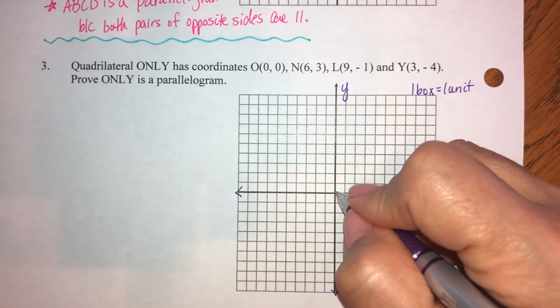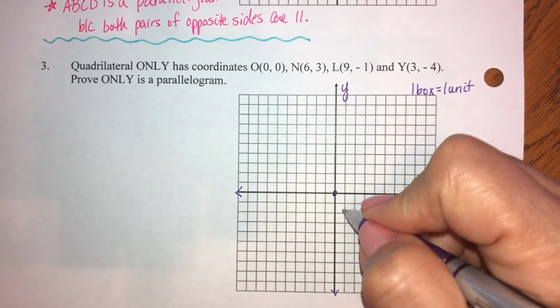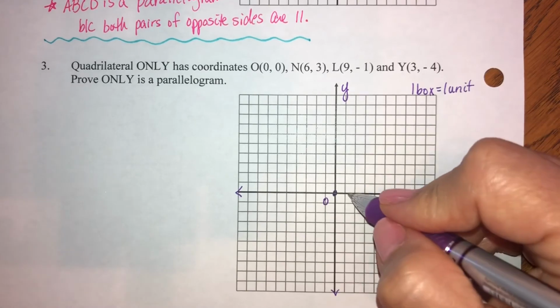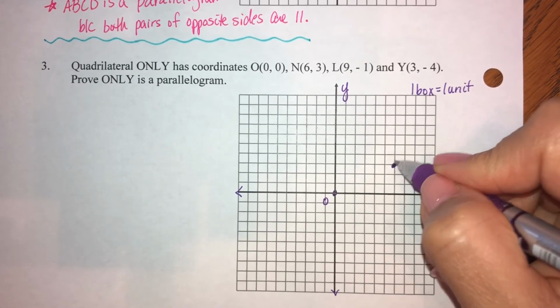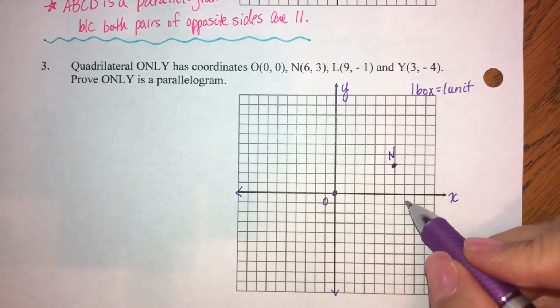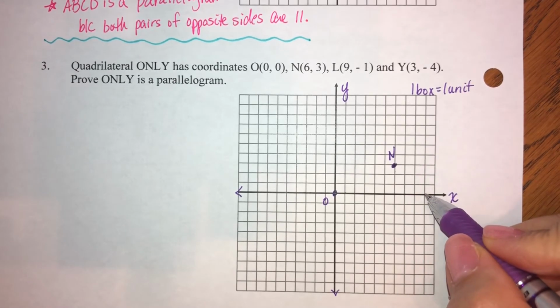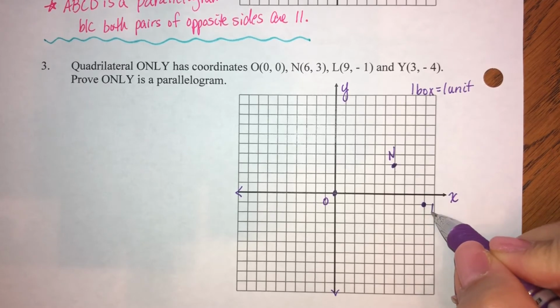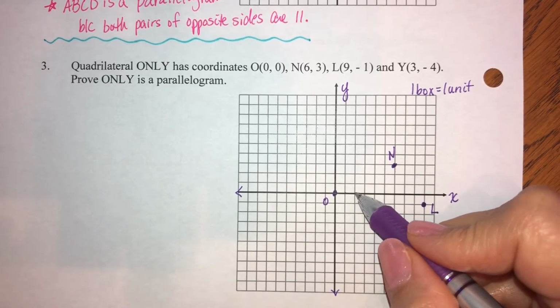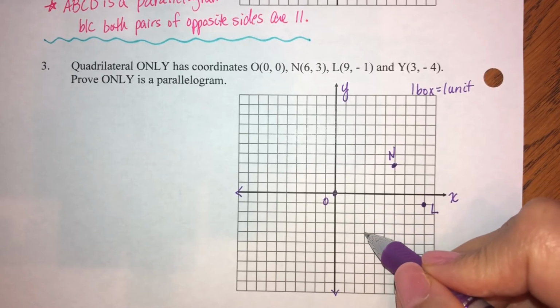So O is the point 0, 0. N is the point 6, 3. L is the point 9, -1. And Y is the point 3, -4.